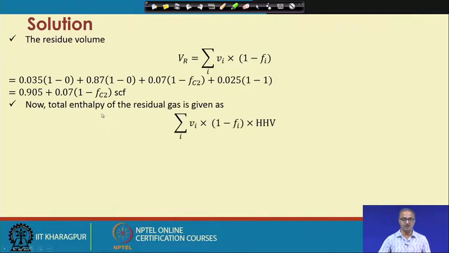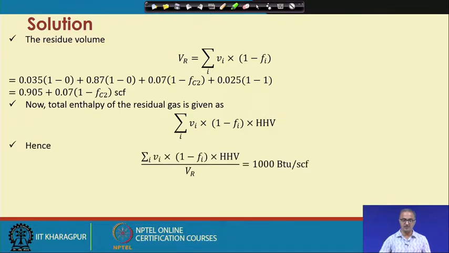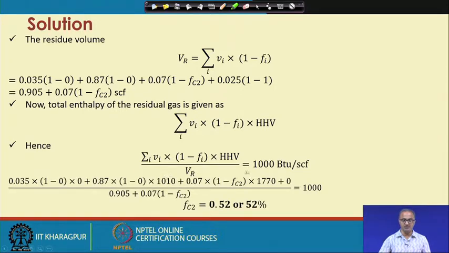And now, we find the total enthalpy of the residual gas from this particular formula. Again, this is an average volume fraction based formula. So, we are doing the volume of each of the gases times 1 minus Fi times HHV of each of the components, and this will be divided by the total volume of the gas, which is the desired minimum HHV of the residual gas. So, when we plug in the values of all these variables, we find the fraction of the ethane that is going out in the system. That means 52% of the ethane is going with the liquid and the rest 48% is going with the vapor.